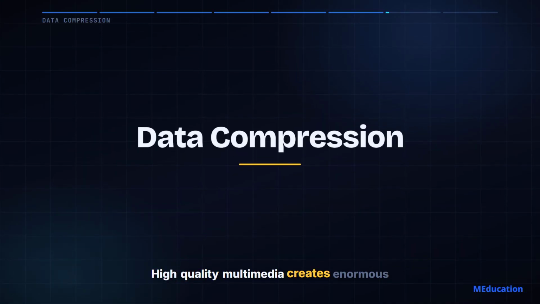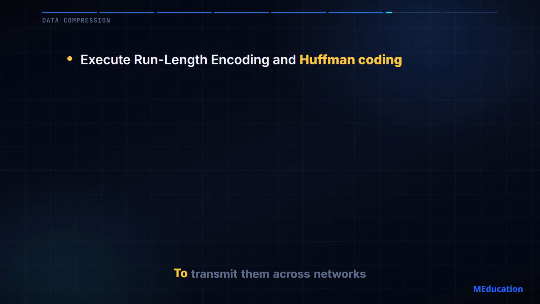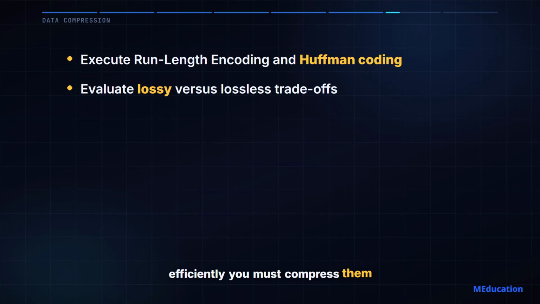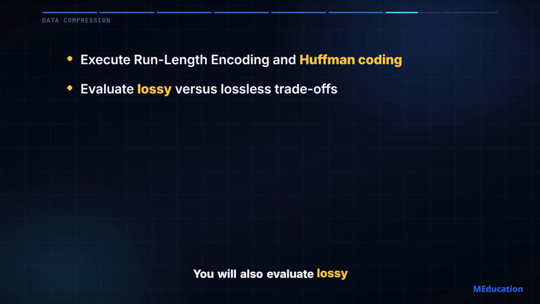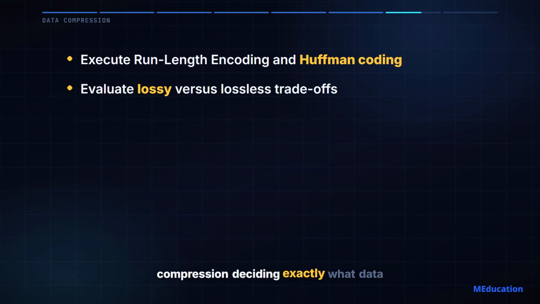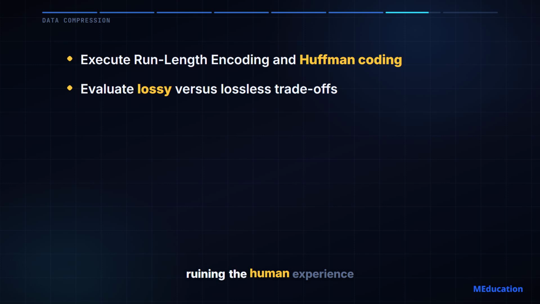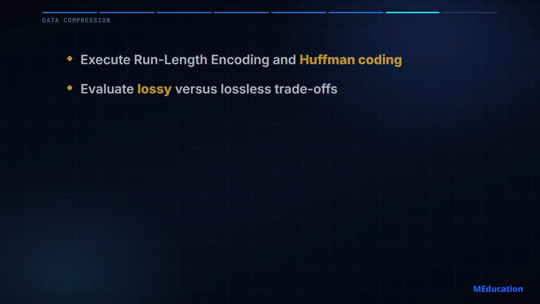High-quality multimedia creates enormous files. To transmit them across networks efficiently, you must compress them. You will execute lossless algorithms like run-length encoding and Huffman coding by hand, calculating the exact bit savings. You will also evaluate lossy compression, deciding exactly what data can be permanently destroyed without ruining the human experience. It is all about maximizing efficiency without sacrificing meaning.